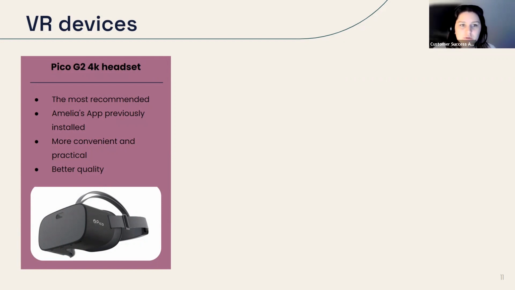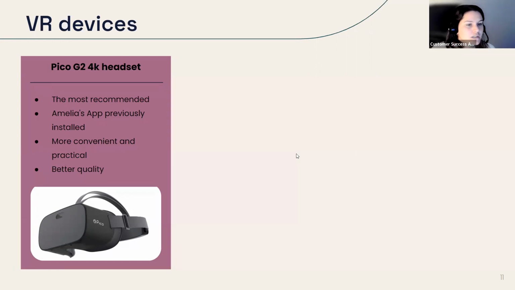In addition, the Pico G2 4K headsets are shipped by us with the Amelia app already installed. So in the case of doing the group session using homework, it would be as simple as turning on the headset and selecting the homework option within the app. It is the most comfortable and practical option for group sessions, requiring a greater prior investment when acquiring the devices, since the quality they offer is higher.